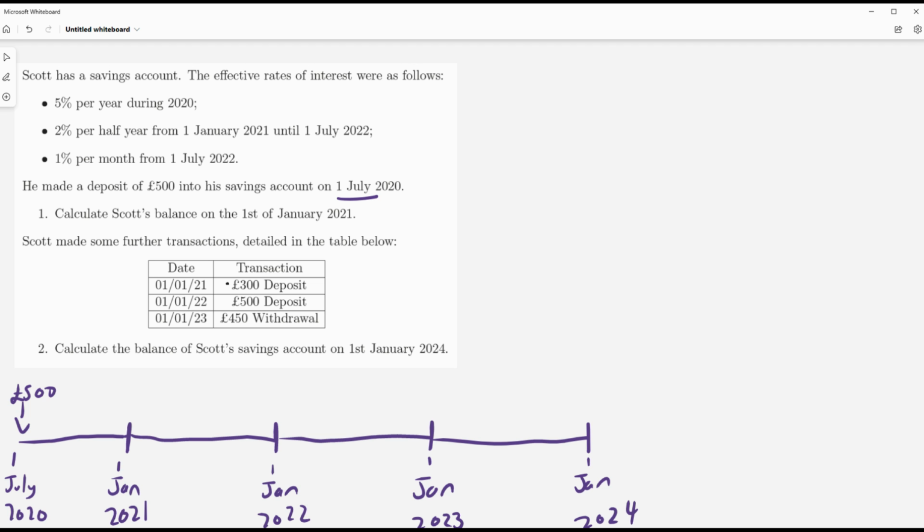And the question is, what is the final amount on this day here? The key things that happen are £500 enters the bank on this day, £300 enters the bank on this day, £500 is deposited on this date, and on this date something different happens. £450 is taken out of the account, and we're asked about this final day here.